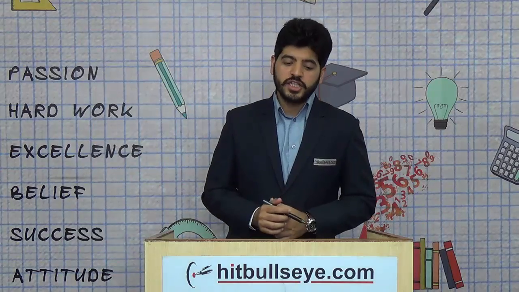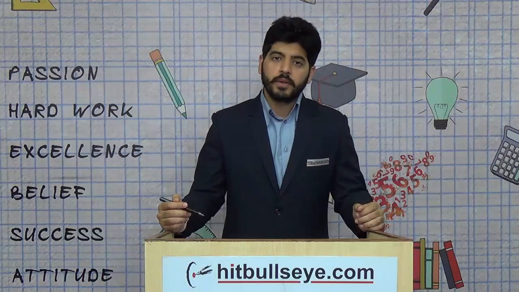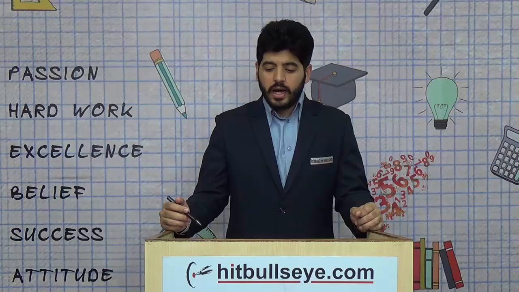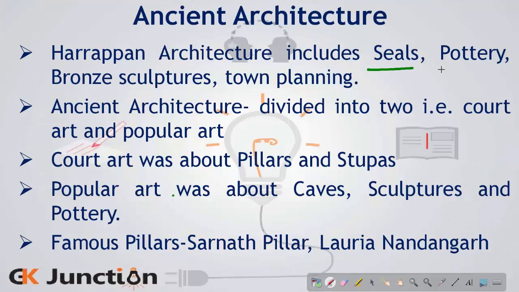So starting with the ancient architecture, firstly we'll be discussing the architecture of the Harappan age. The Harappan people or the Indus Valley people had indulged in various forms of architecture. They had seals, pottery, an elaborate system of town planning which we had already discussed, and bronze sculptures. The most important of these were town planning and pottery. And we've already discussed these in our earlier series of ancient history.